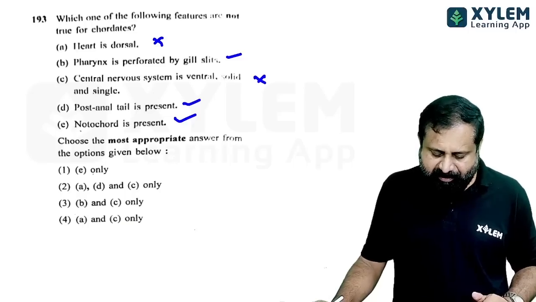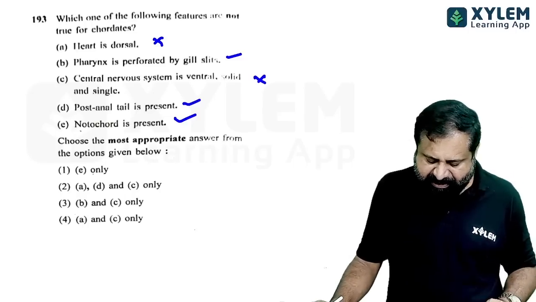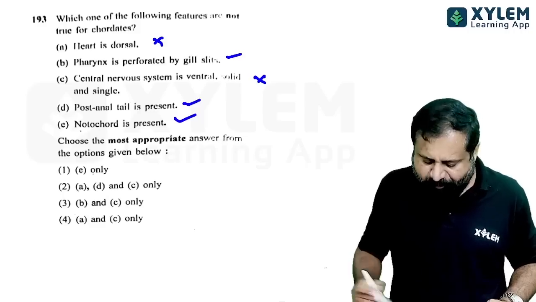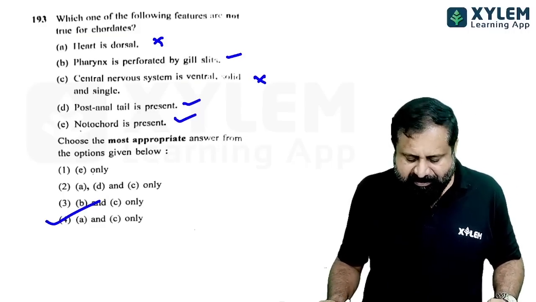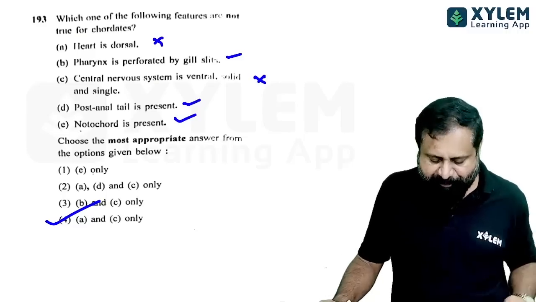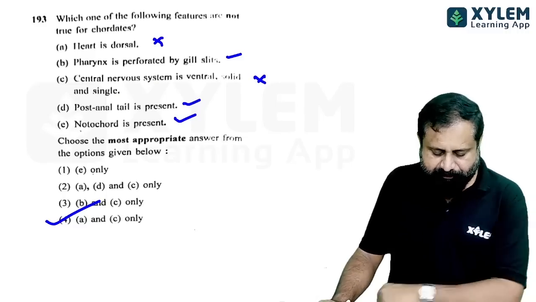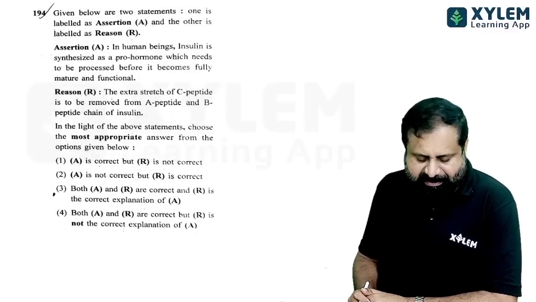So which are not true for chordates? A and C. Any option is there? Yes, 193, 4 is the right answer. A and C are wrong. Heart is dorsal, central nervous system is ventral; these two are wrong. The other three are correct. Okay, 193.